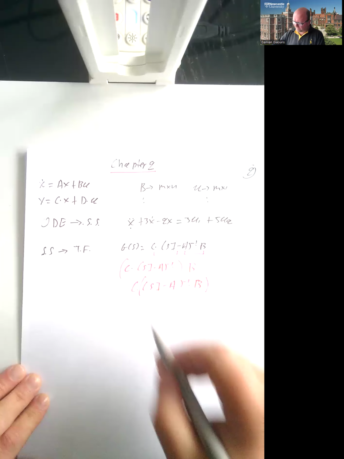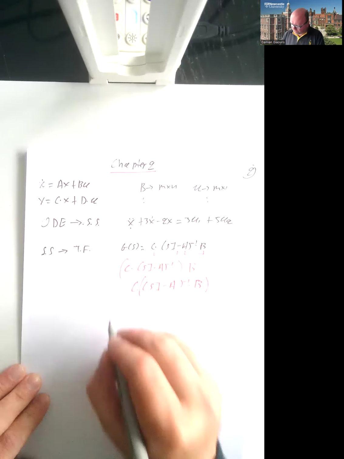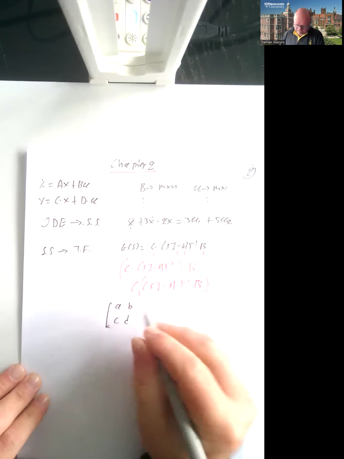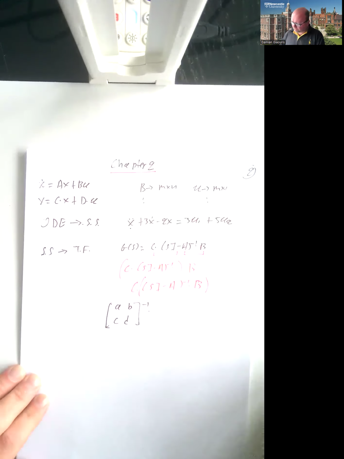Also, we have seen in this case for second order systems, the matrix A, B, C, D to the power of minus 1 will be 1 over the determinant of this matrix times another matrix. You must know this. Effectively, I'm going to swap the location of the first and the fourth element, D, A, and I'm going to change the signs of the second and third elements, minus B, minus C.